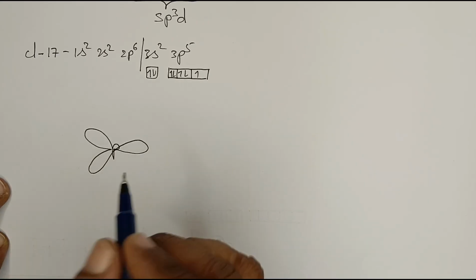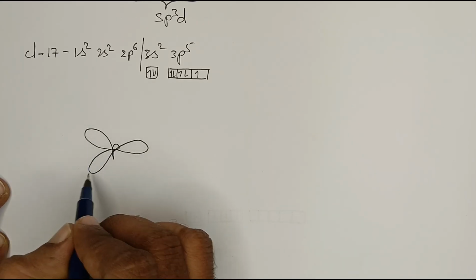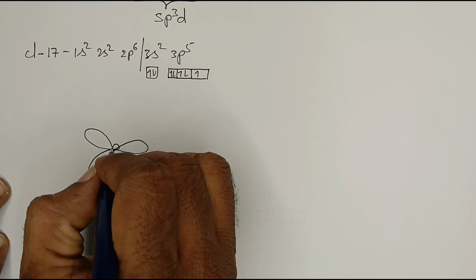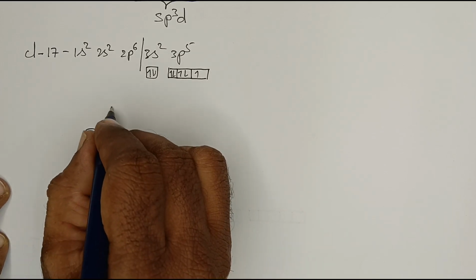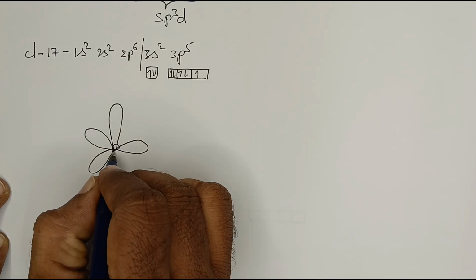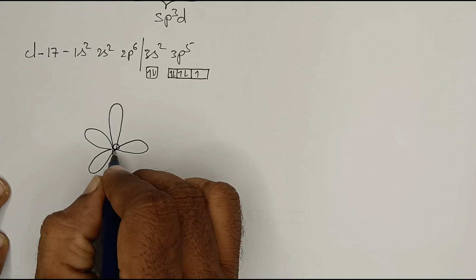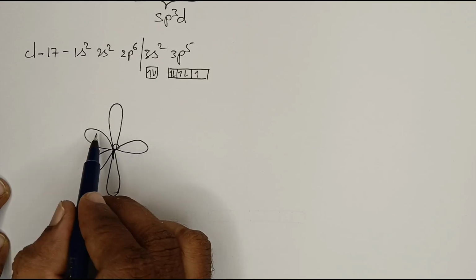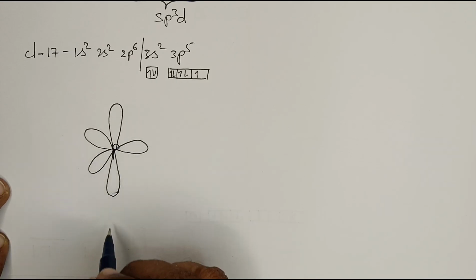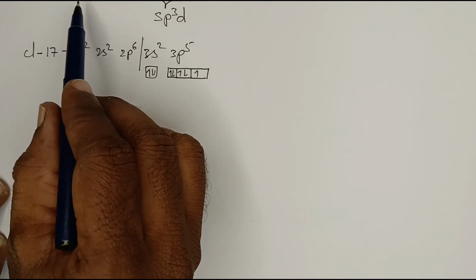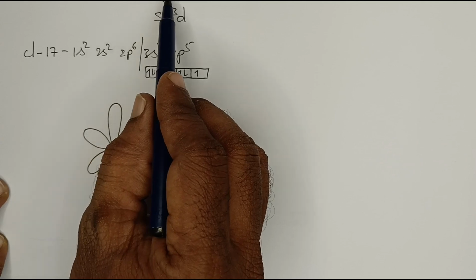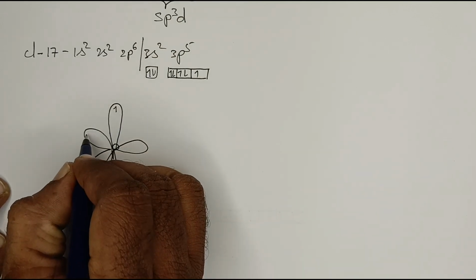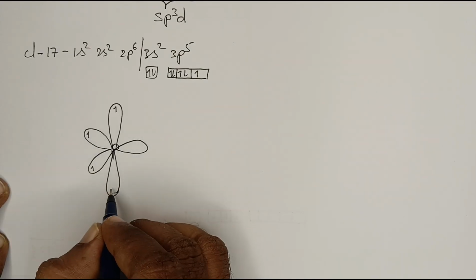Among the 5, I am arranging 3 hybrid orbitals in equatorial position and 2 hybrid orbitals above the plane and below the plane. So this is equatorial position, this is above the plane and this is below the plane. In phosphorus, each orbital contains 1 electron, so I am arranging 1 electron in each.